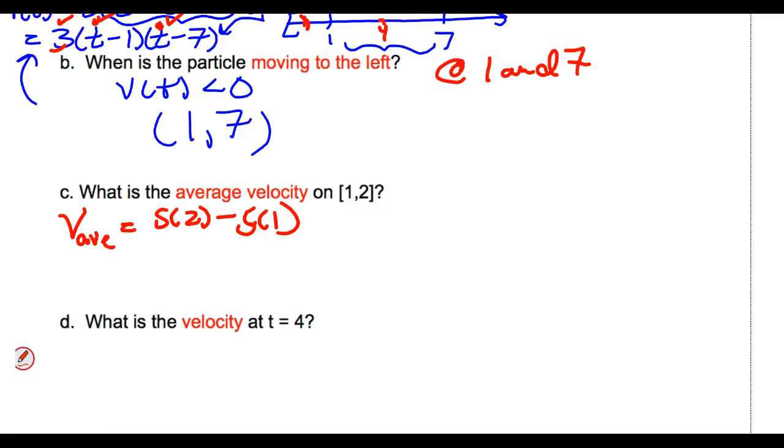Maybe it was 8. I don't know. I'm not going to do the arithmetic. And then I say, well, that was over 1 second, and that'll give me my average feet per second on that interval. Okay, I'm not going to do them. You can do the arithmetic.